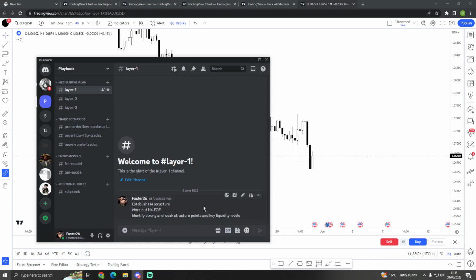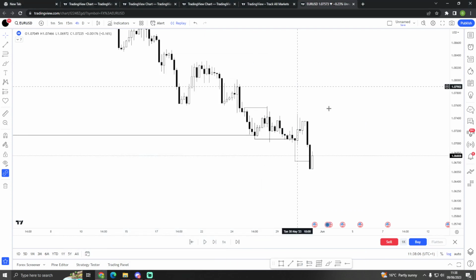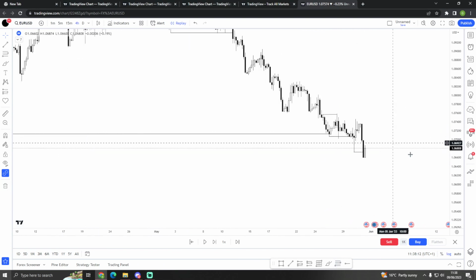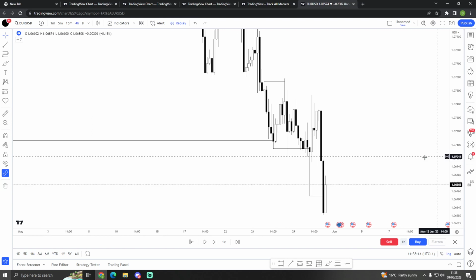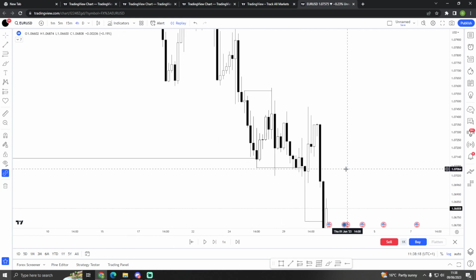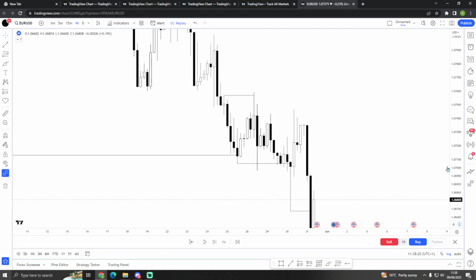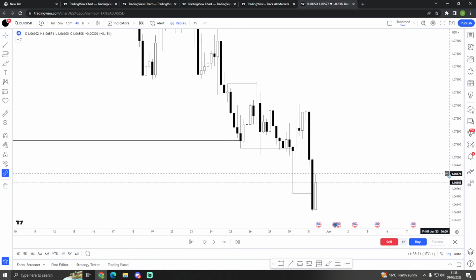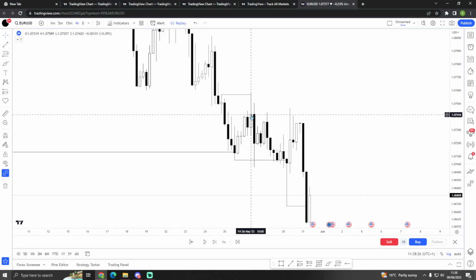Identify strong and weak structure points and key liquidity levels. So in this leg now, we have the key liquidity level, which I previously mentioned, this sell side liquidity point, which again we've taken and not given as much reaction as expected, therefore forecasting bearish price. And if you look at the current leg in terms of strong and weak structure points, we have this high, which was the correction after the sweep of this liquidity, which swept the high and broke back to the downside.